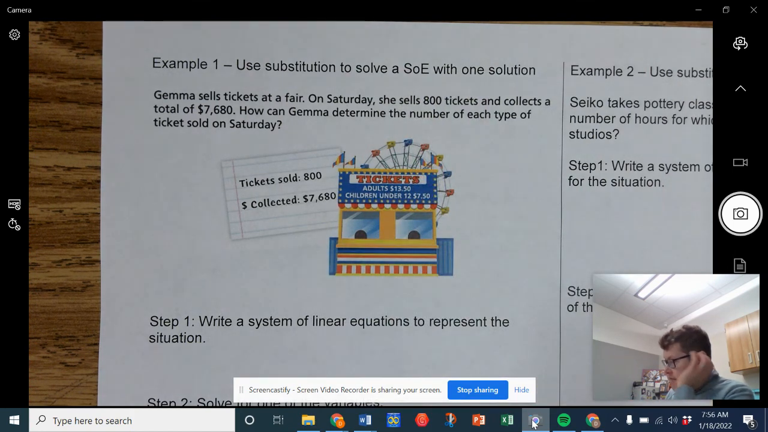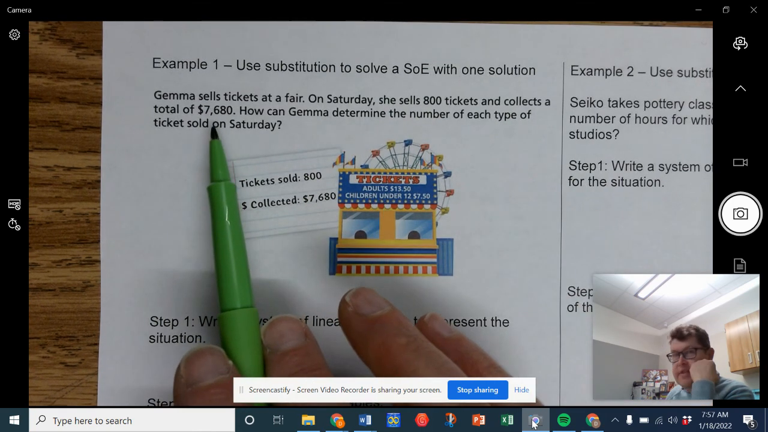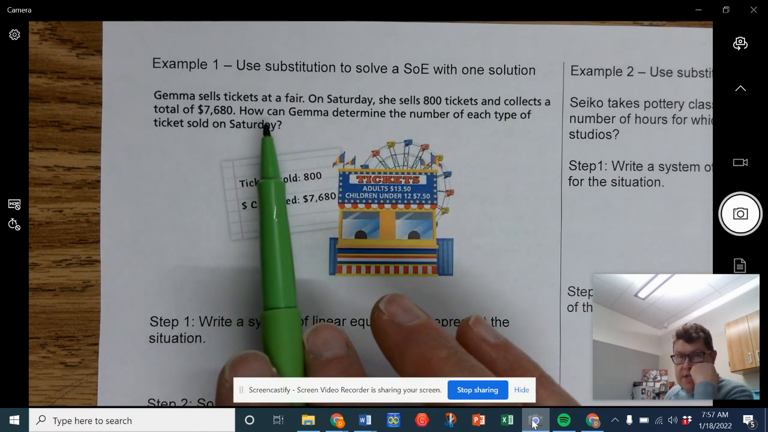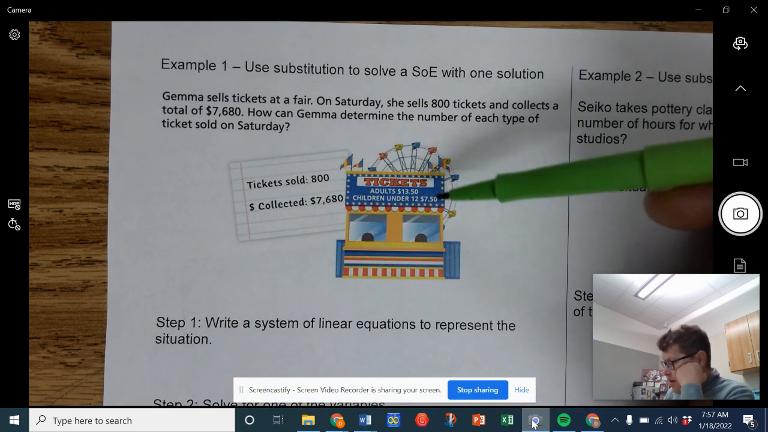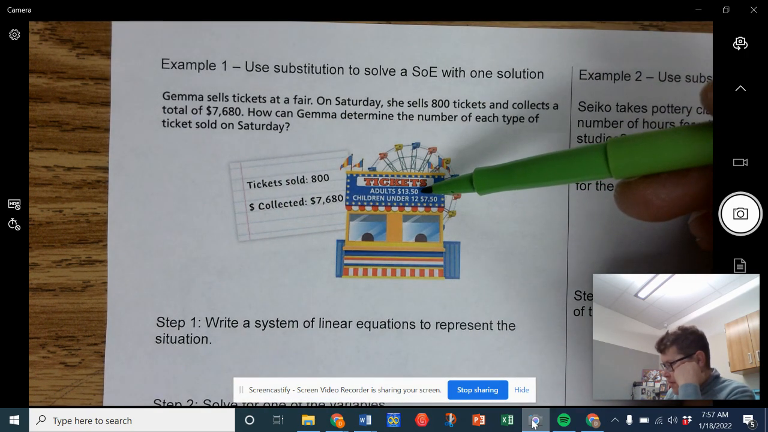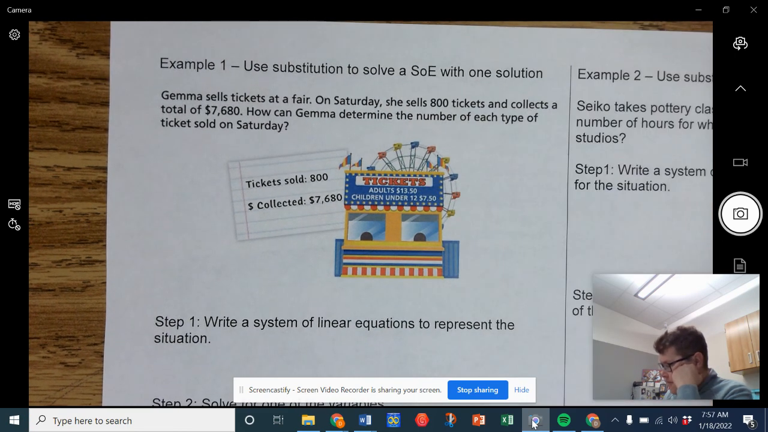Gemma sells tickets at a fair on Saturday. She sells 800 tickets and collects a total of $7,680. How can Gemma determine the number of each type of ticket sold on Saturday? Well, we have the prices here. We have adult tickets are $13.50, and children's tickets, children under 12, are $7.50.